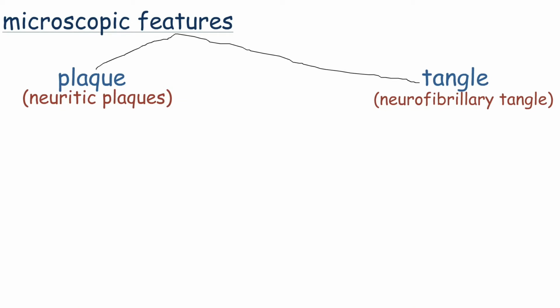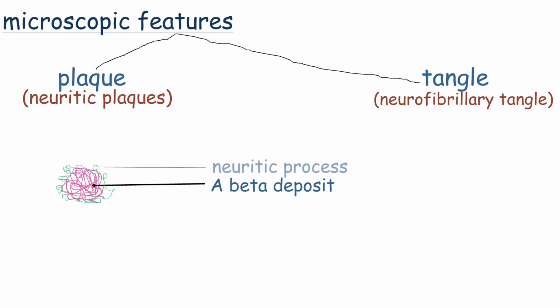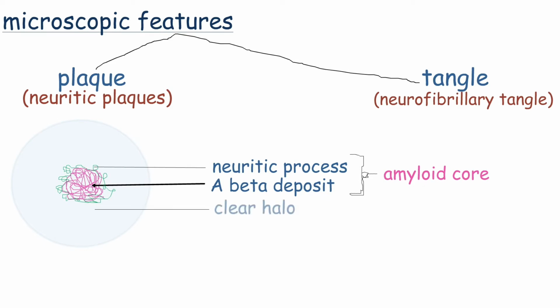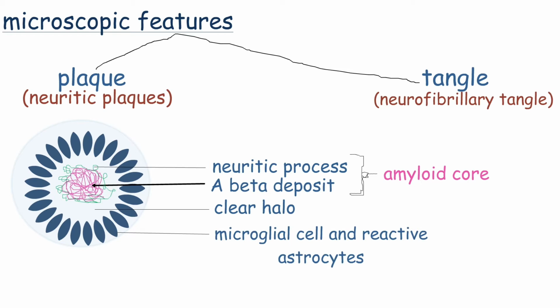Talking about the neuritic plaques, these are actually focal areas of central amyloid beta deposits, which are surrounded by tortuous neuritic processes. And the amyloid core is actually surrounded by a clear halo around them. And the microglial cells and reactive astrocytes are present at the periphery.